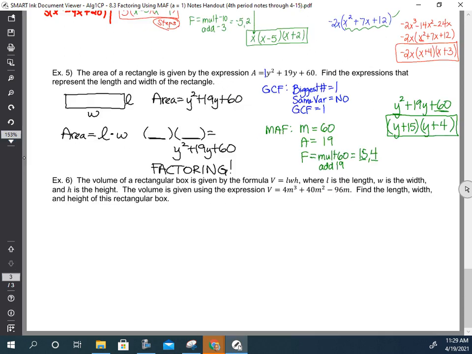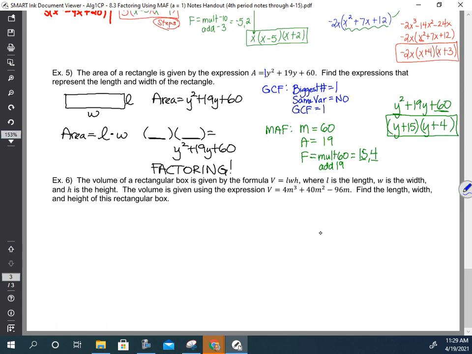All right, let's finish up. The volume of a rectangular box is given by length times width times height. L is the length, W is the width, H is the height. The volume is given using the expression 4m to the third plus 40m squared minus 96m. Find the length, width, and height of this box.